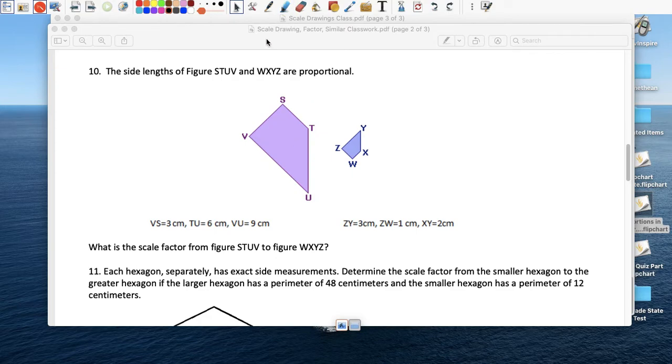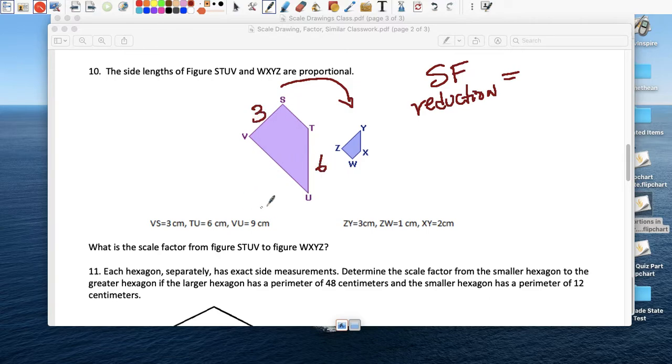similar, quite wildly similar. What is the scale factor going from STU, so we're going from this to this, so it's a scale factor, it's a reduction. Right? And we gotta pick, you got 4 sides here. So VS is 3, TU is 6, VU is 9. ZY is 3. ZW is 1. Oh, sorry. Wrong one. ZY is 3, ZW is 1, and XY is 2.